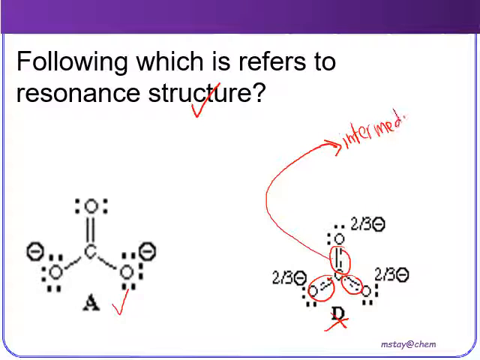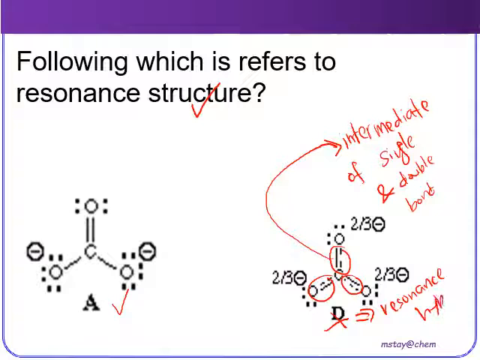of single and double bond. So we consider D as the resonance hybrid. Okay, so I hope you can differentiate between the resonance structure and also the resonance hybrid.